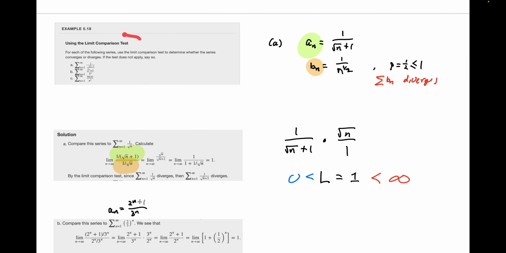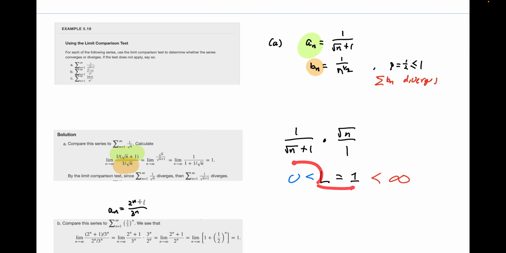How do we do the limit comparison test? We need to compute a limit. What do we take the limit of? We take the limit of a_n over b_n. The convenient way to evaluate a quotient of quotients is to write down the quotient in the numerator and then multiply that by the reciprocal of the denominator. We find in this case that we get a limit of 1.